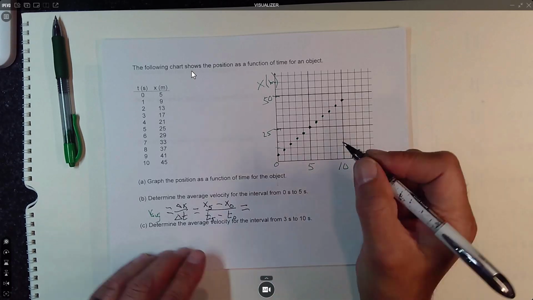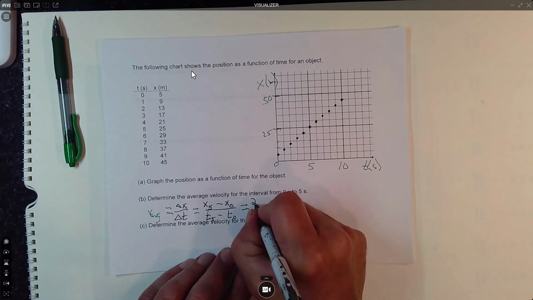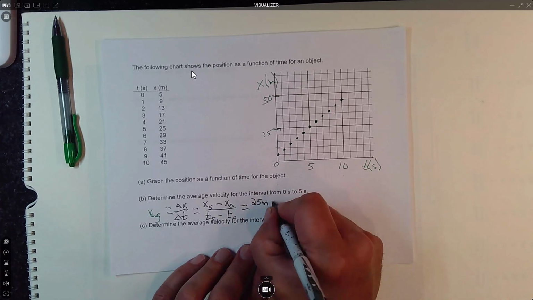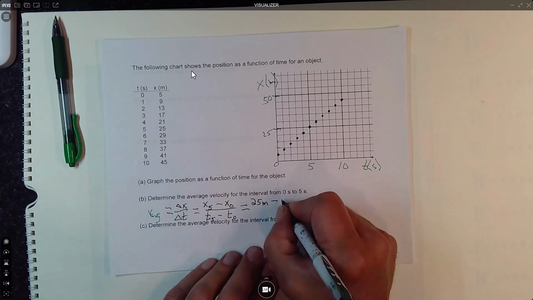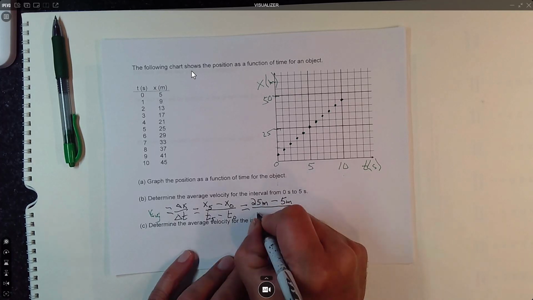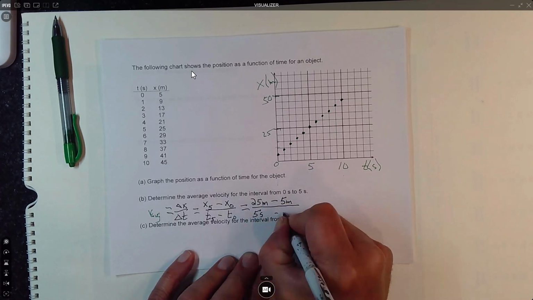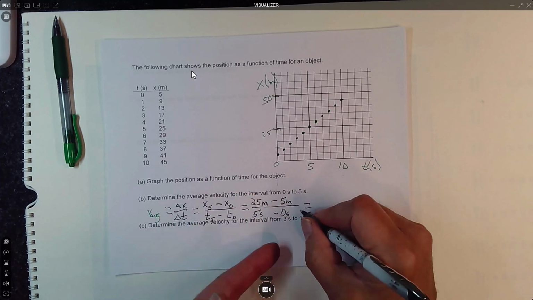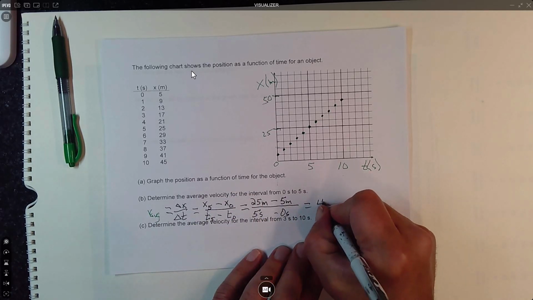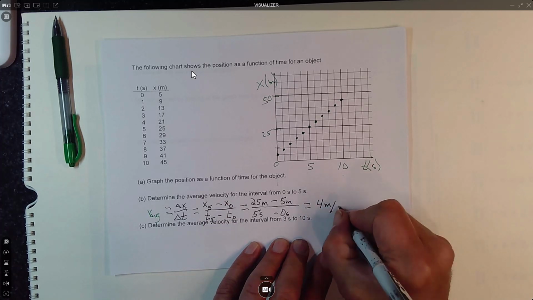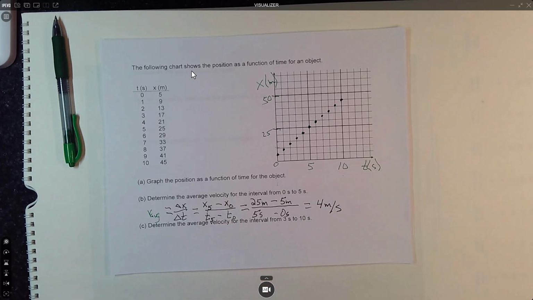Okay, well at 5 seconds it's at 25 meters. I'm going to keep the units at every step in my calculation. At 0, it was at 5 meters. And the time that passed would be 5 seconds minus 0 seconds. That ends up being 25 minus 5 is 20, divided by 5 is 4. The average velocity in this interval is going to be 4 meters per second. Okay, so we've got an average velocity there.